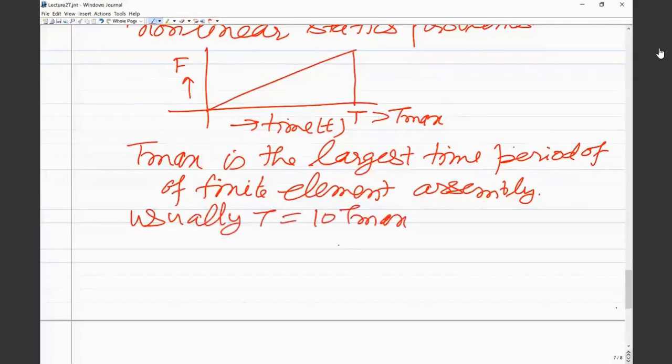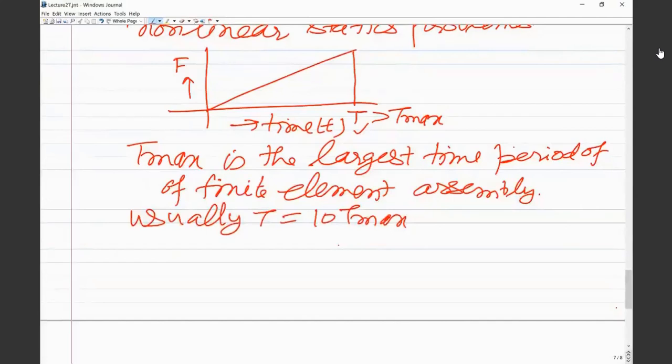So at T equal to capital T, whatever solution you get is the solution of the static problem corresponding to the total force. So that is how you solve statics problems also, particularly nonlinear problems, using these explicit integration techniques. Now, because capital T, being 10 times T max, is itself large, you will have to do the integration over a larger time period.